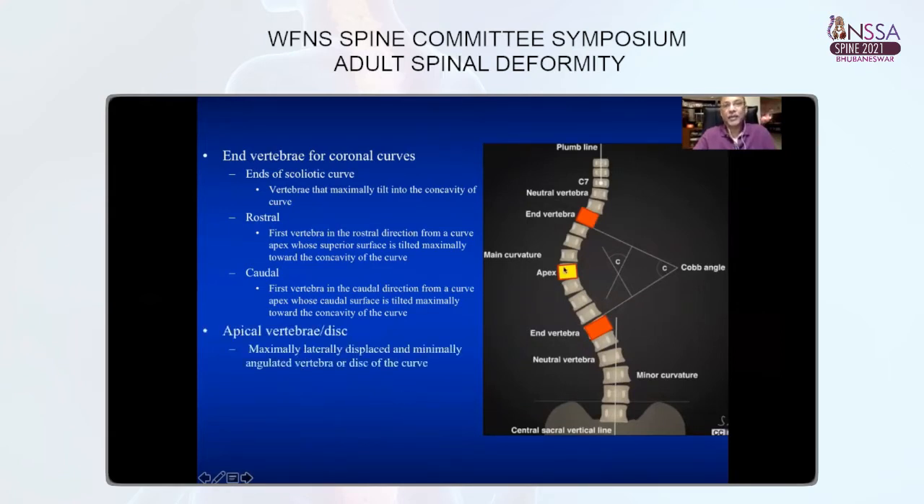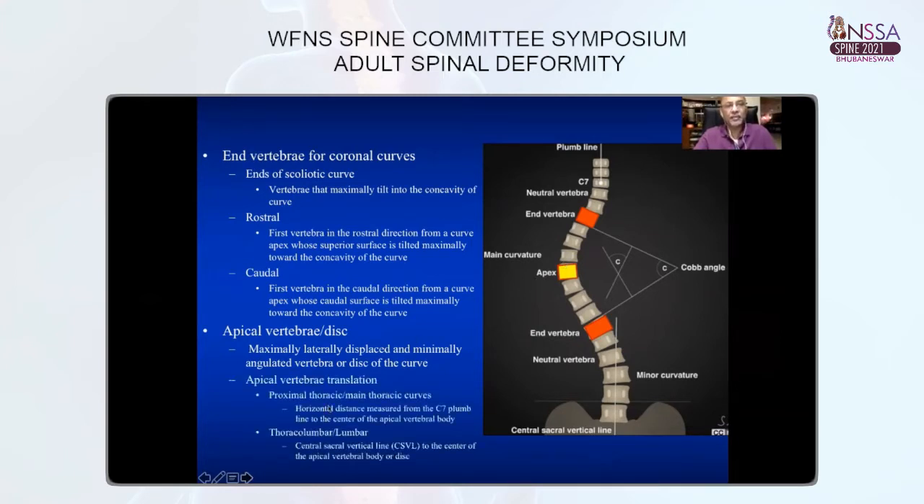Then there is an apical vertebra. It's the maximally laterally displaced and minimally angulated vertebra or disc of the curve. So it could be either this or the disc over here. So either the vertebra or the disc itself. And then there's apical vertebral translation. For proximal thoracic and main thoracic curves, it is the horizontal distance between the C7 plumb line to the center of the apical vertebra. That's how we measure those curves.